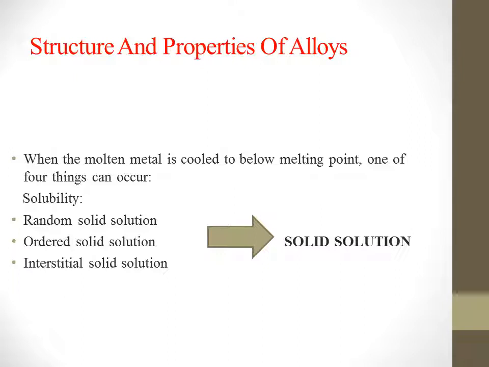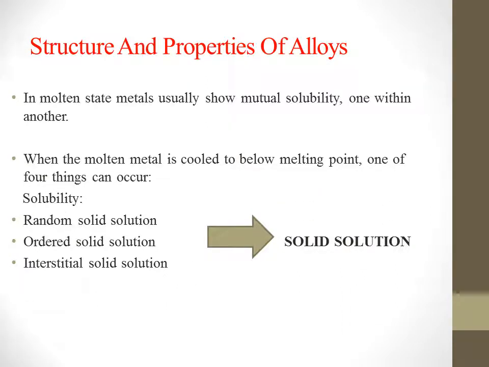So now let's move on. Now we'll be talking about the molten form of alloys. It is seen that when the molten metal is cooled to below the melting point, one of four things can occur in it. Either it can become soluble in each other and form a random solid solution, an ordered solid solution, or an interstitial solid solution. These are the four possibilities that can occur.